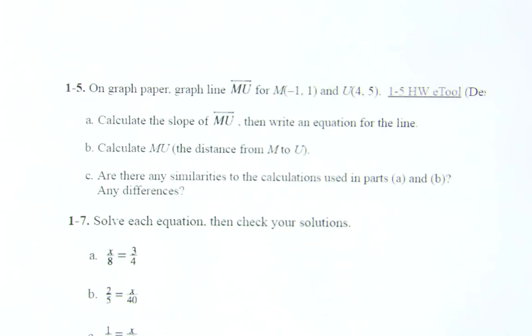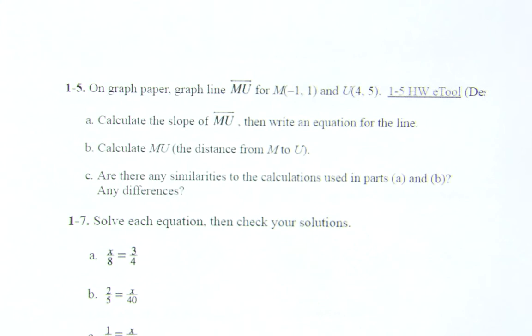So number 5 says, on graph paper, graph the line MU for M (negative 1, 1), U (4, 5), and then calculate the slope, write the equation of the line. Calculate MU, or the distance from M to U. Are there any similarities to the calculation used in part A and B, and are there any differences?